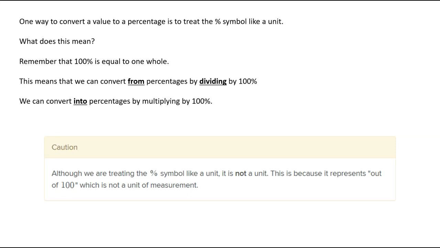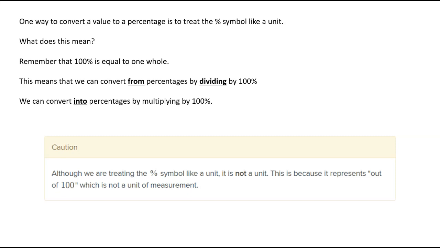So we need to remember that 100% is the same as saying one whole. So if we've got 100% of something, you have all of it. This means that we can convert from a percentage by dividing by 100%. So dividing something by the whole. We can also convert into a percentage by multiplying by 100%.